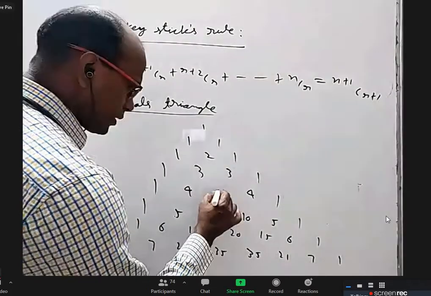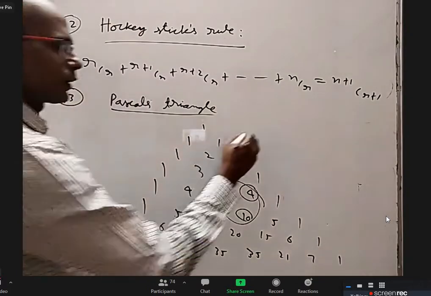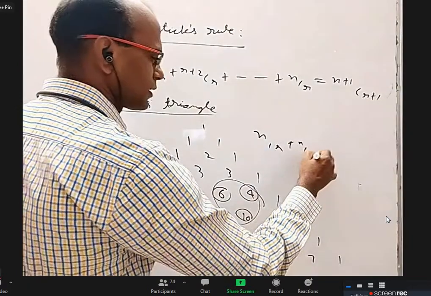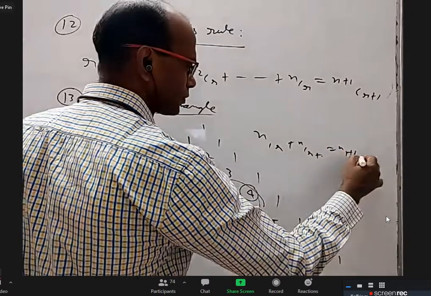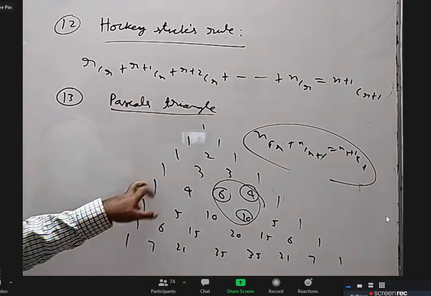If you add these two, you are getting this. Now, you know what is that? That is nCr plus nC(r+1) is (n+1)C(r+1). That is only the truth. Why? You know what this is actually?